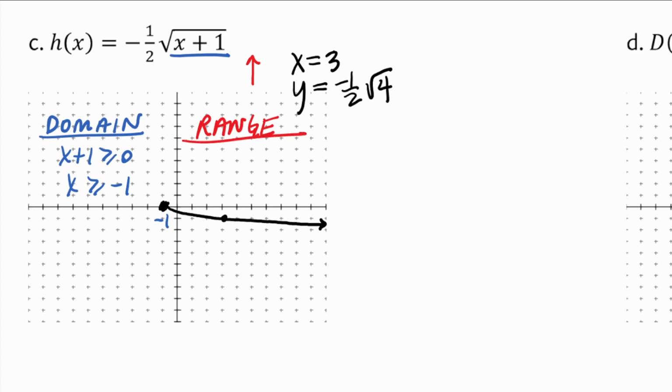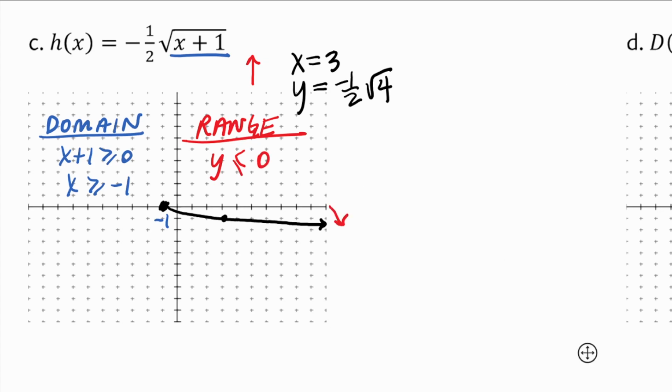So the very greatest that the square root, or pardon me, the very least that the square root is 0. But otherwise it's a positive number. So I've got this negative half multiplied by a positive number. So, the bigger the positive number gets, the more negative h of x gets. So I know that h, or the y coordinate, is going to be less than or equal to 0. Okay, that does make sense, right?